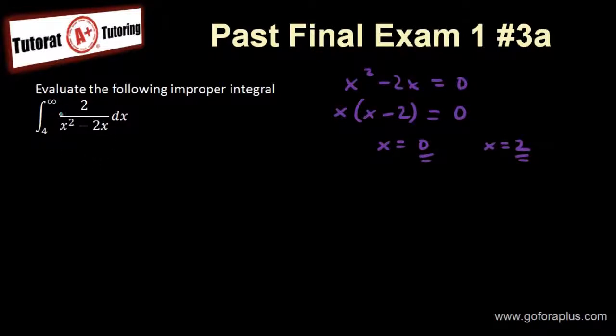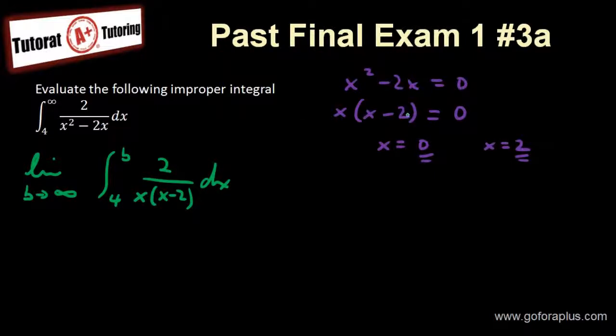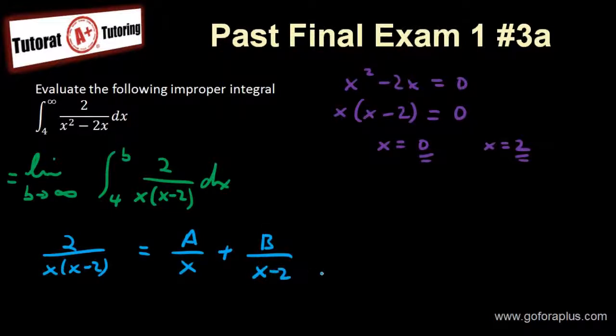Now that I have this as improper, I have to write the limit of, let's say, b approaching infinity, and then the integral from 4 to b of 2 over x squared minus 2x. I'll factorize that because I notice right away that this must be a partial fraction. So you have to do a partial fraction for this integral. To do the partial fraction, you take 2 over x times (x minus 2) equals a over x, because it's a linear function, so on top is just a constant, plus b over x minus 2.